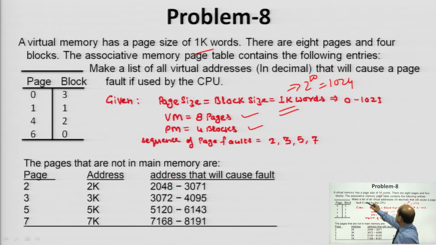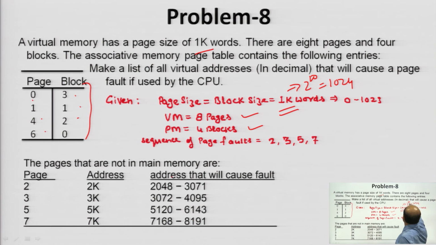Now, what is given next? The associative memory page table contains the following entries. This entry is given because this page number is available with block number 3, page number 1 is available with block number 1, page number 4 is available with block number 2, and page number 6 is available with block number 0. So, you can see only 4 pages can reside in main memory in different blocks. So, the remaining pages will come under page fault, or the remaining pages are not available in main memory.